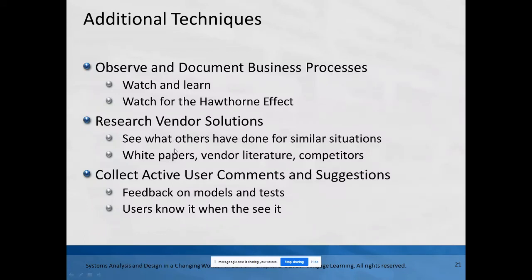Researching vendor solutions. So we're probably not the first people to be involved, again, with a warehouse. We're not the first people to be involved here. What have other people done? Is there research out there that I can read that will inform how we might solve this problem?